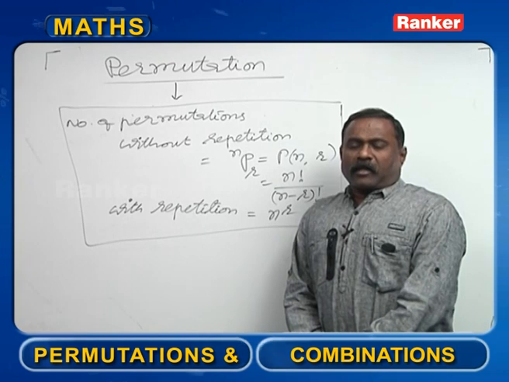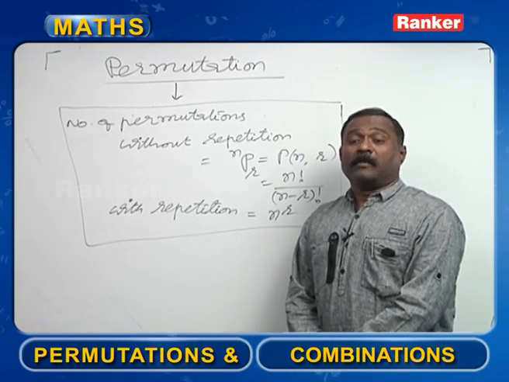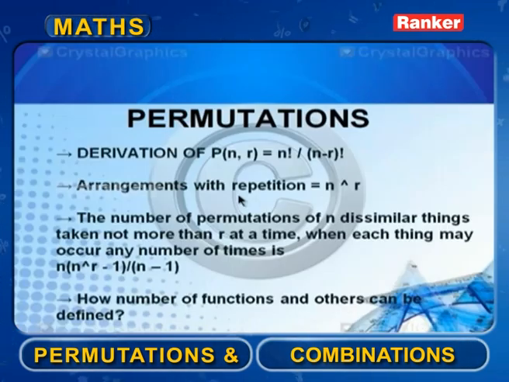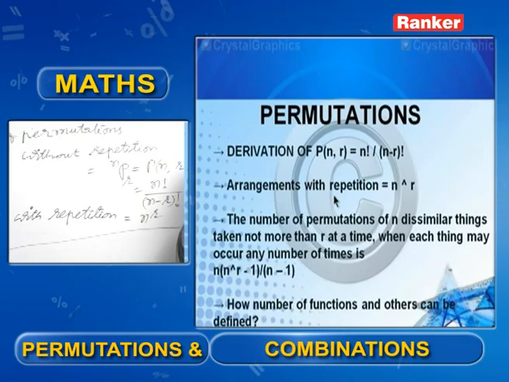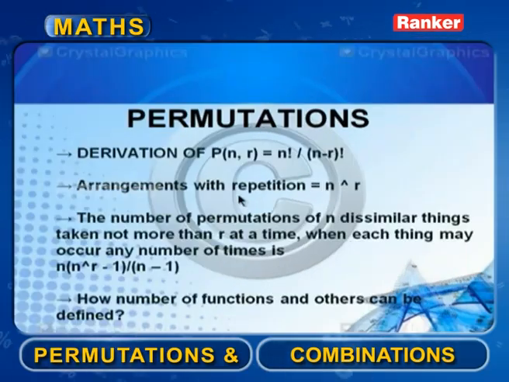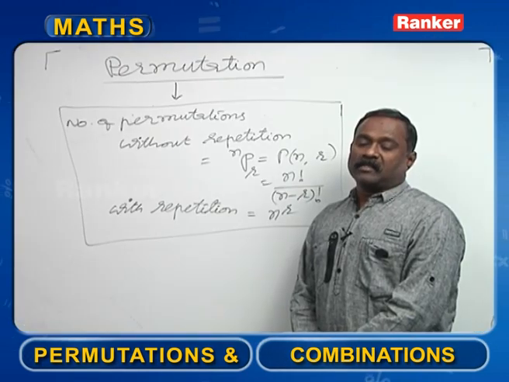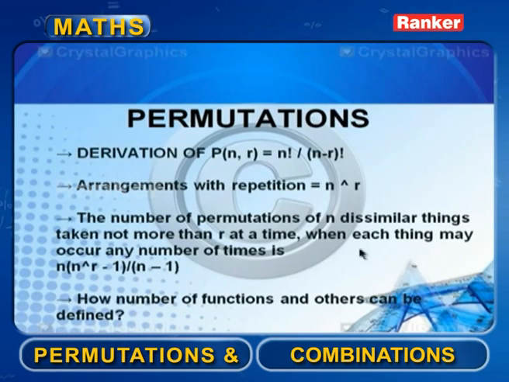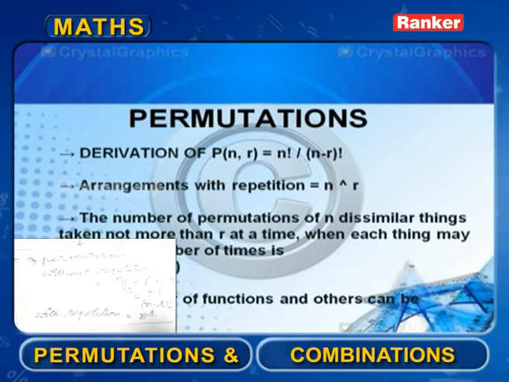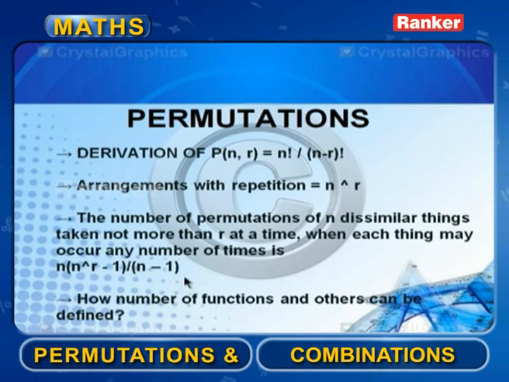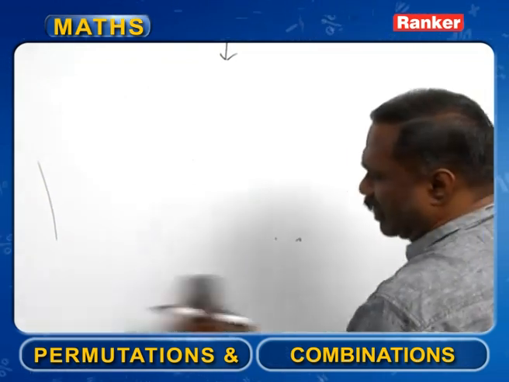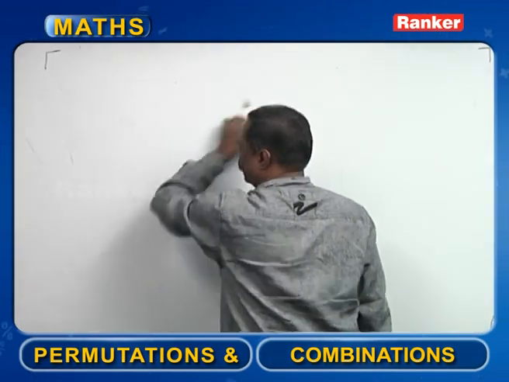So that's what you can see in the first slide, that is the derivation of P of n comma r, n factorial upon n minus r factorial. That's what I just now derived. Arrangements with repetition, it is n power r. Okay. So next is the number of permutations of n dissimilar things taken not more than r at a time, when each thing may occur any number of times, is n into n power r minus 1 upon n minus 1. What does it mean? Let's go through the statement once.